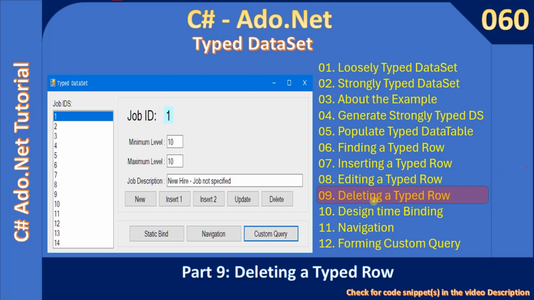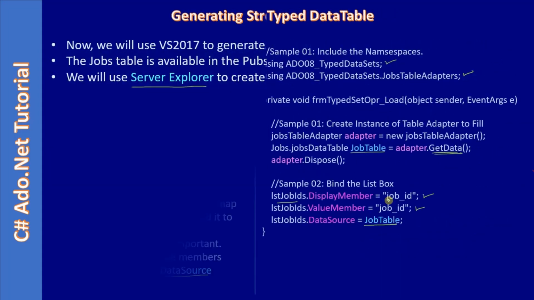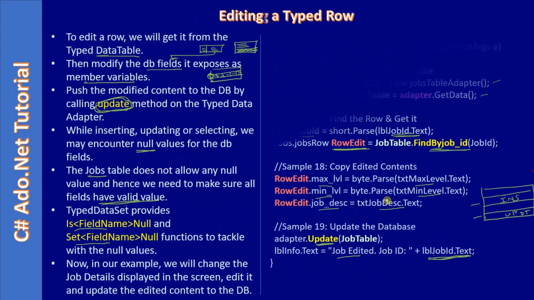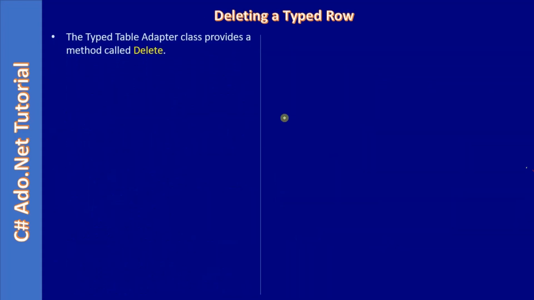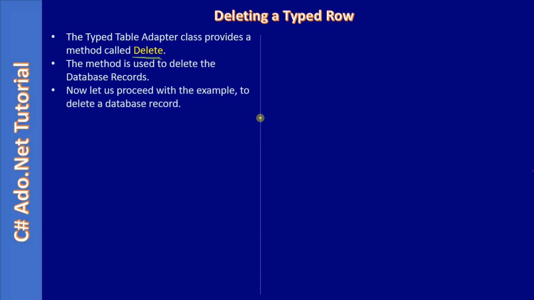Now we will see how to delete a typed row. The typed table adapter class provides a method called delete. We can use this method to delete a row in the backend database. The method is used to delete the database records. Now let us proceed with the example to delete a database record.